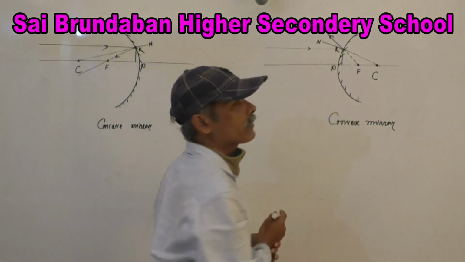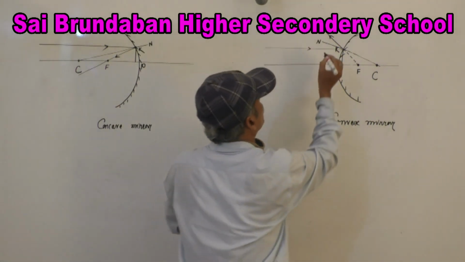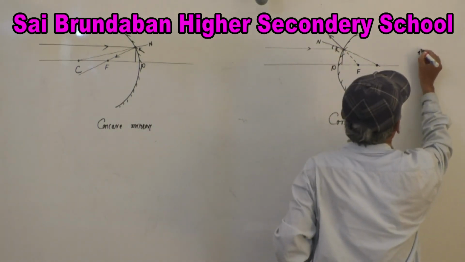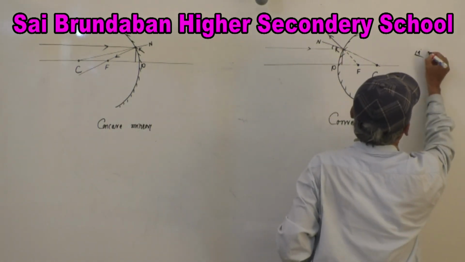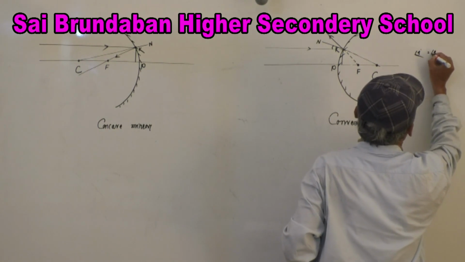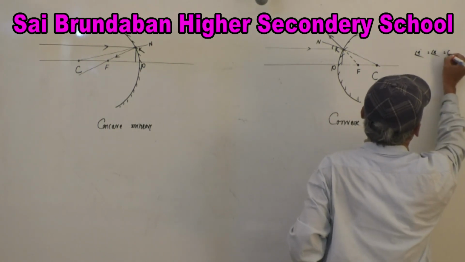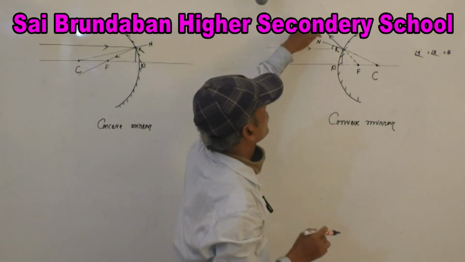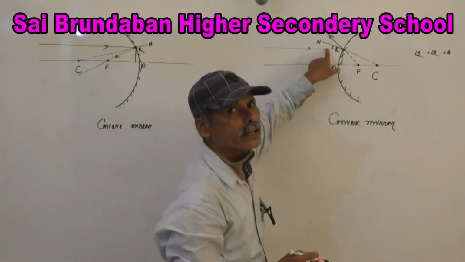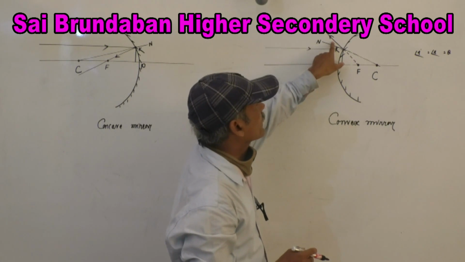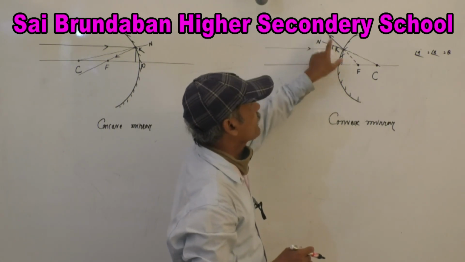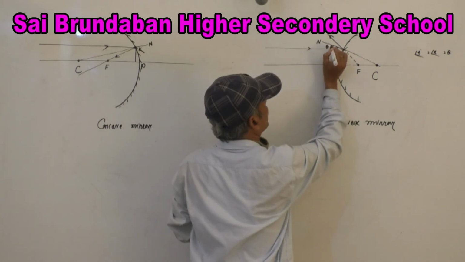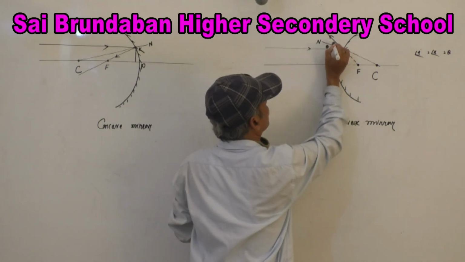So now, this is the normal. Let's say I is equal to R is equal to theta. This is the incident angle, this is the reflected angle, both the angles are same. That's why I am taking this as theta as well as this as theta.